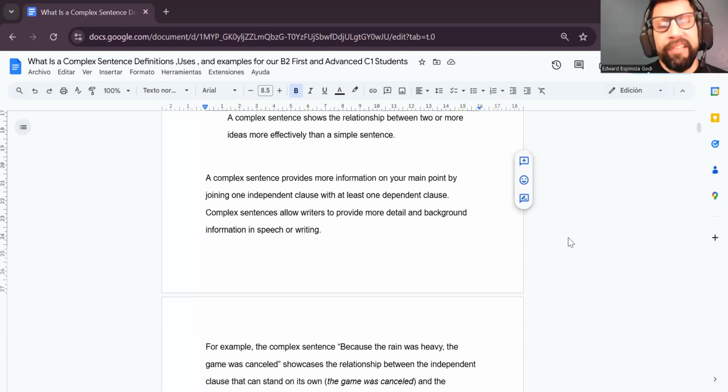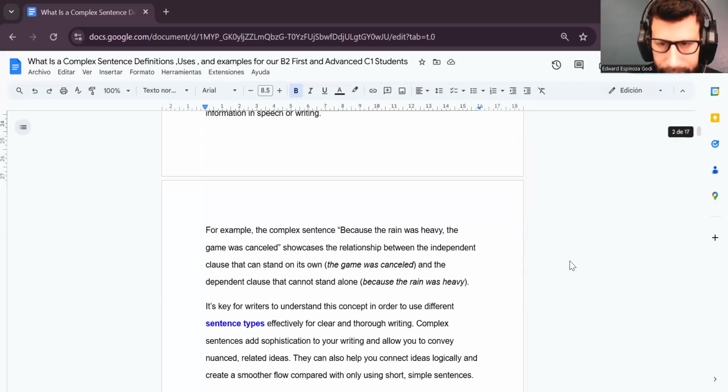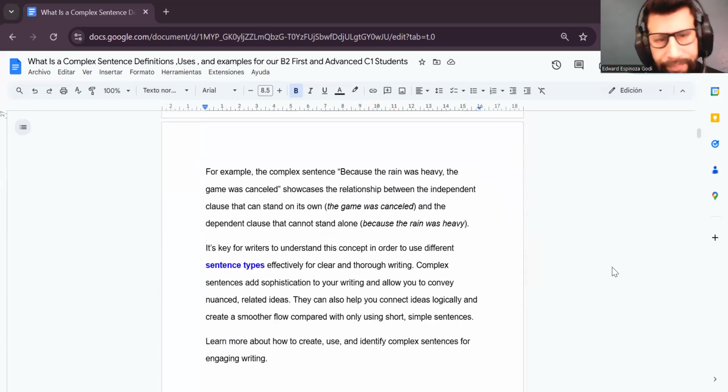A complex sentence provides more information on your main point by joining one independent clause with at least one dependent clause. Complex sentences allow writers to provide more detail and background, like setting information in speech or writing. Here's an example of it.